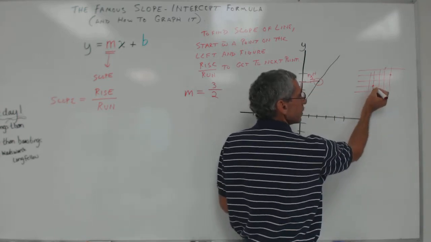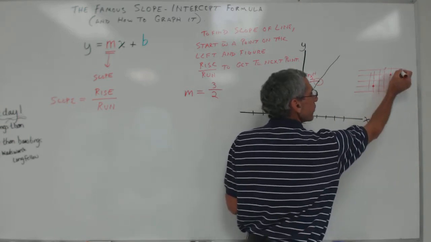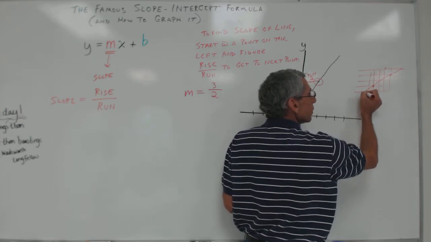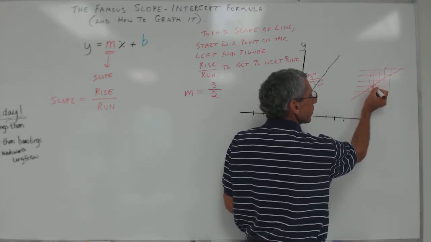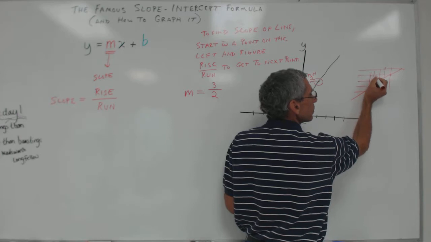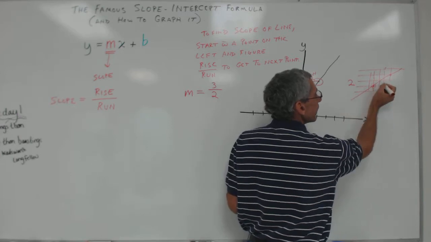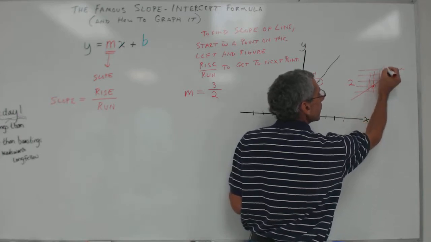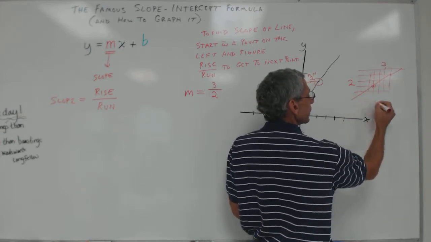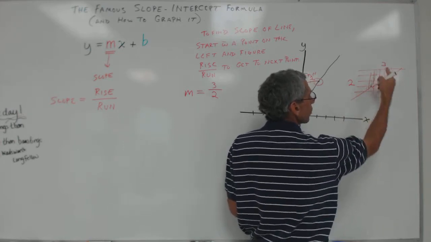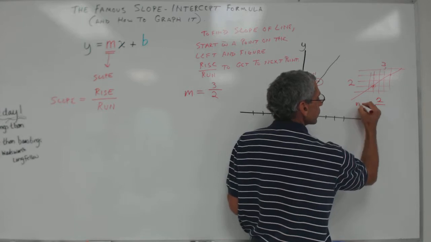So from here, what is my slope of this line? I'm starting at this one. I rise 2. So my rise is 2. And then I run 1, 2, 3. My run is 3. So in this case, this is 2/3. So my slope is 2/3.